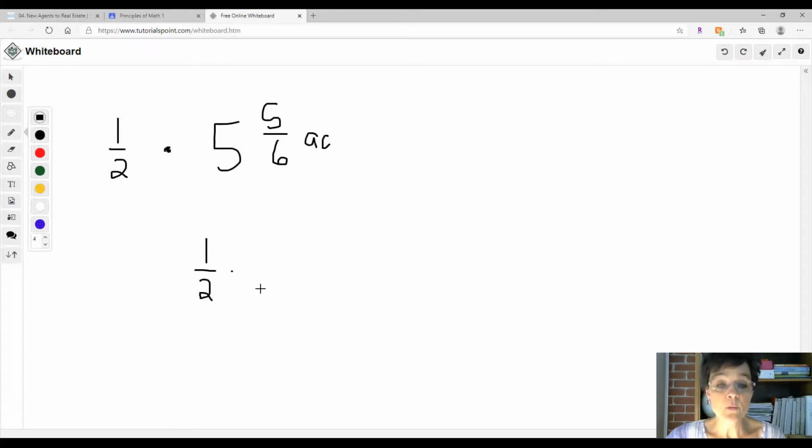Half times, now when we multiply fractions, remember we can't leave them like this. We have to change them to be improper. So that would be 6 times 5 plus 5, so it would be 35 over 6. Multiply across.